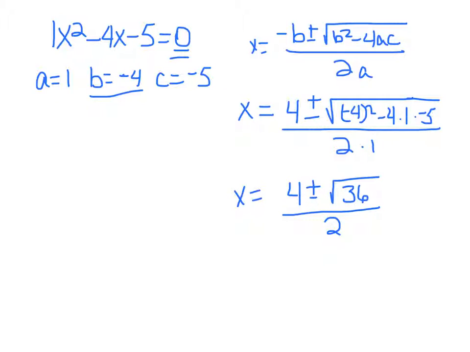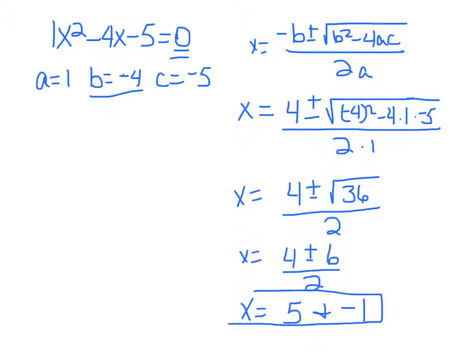Well, the square root of 36 is 6, so you get that x equals 4 plus or minus 6 over 2. So you have x equals 4 plus 6 is 10, divided by 2 is 5. 4 minus 6 is negative 2, divided by 2 is negative 1. So those are your x-intercepts, those are your solutions. Remember, solutions, zeros, are x-intercepts, so you would expect this parabola to cross the x-axis at positive 5 and at negative 1, and to be sketched something like this.